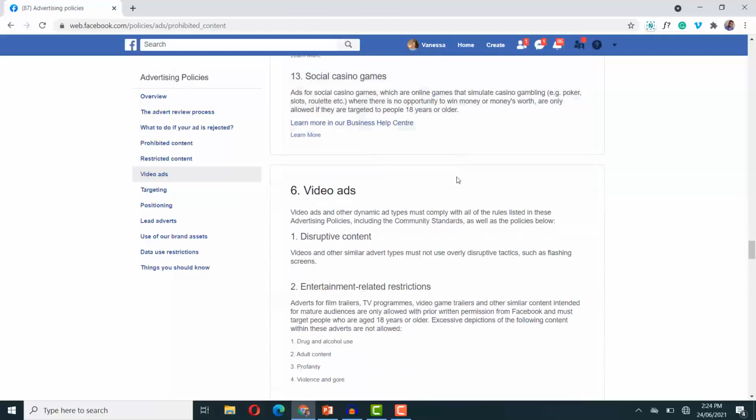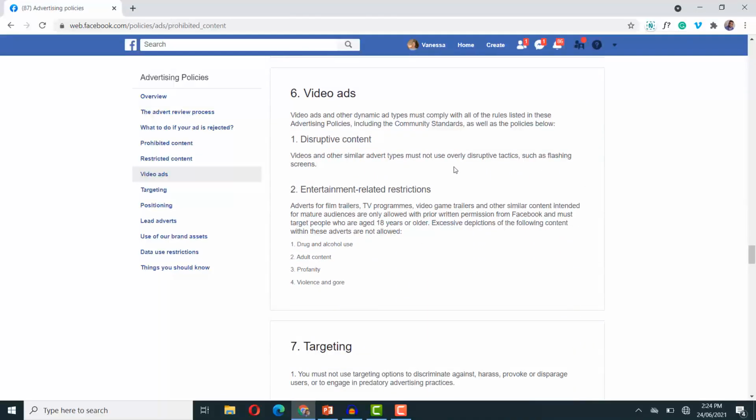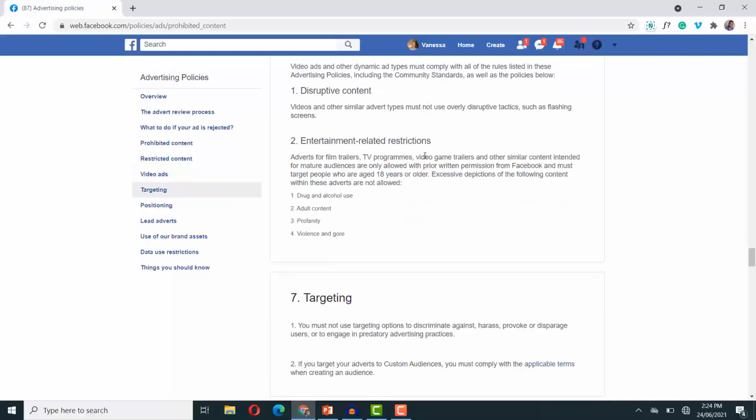Okay, so Facebook also has a policy for video. Like we said, you don't want to use disruptive tactics. You can't just have a bright white light shining the first 3 seconds of a video to try to get attention. That will be totally wrong. And if it's for TV premieres, trailers, and all of that, you must follow this policy here, right?